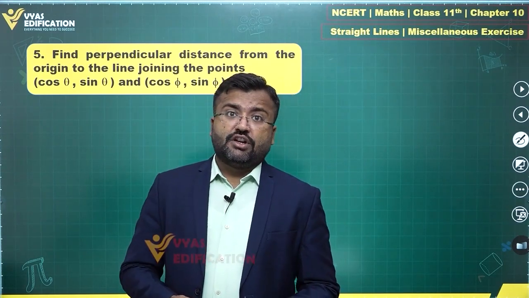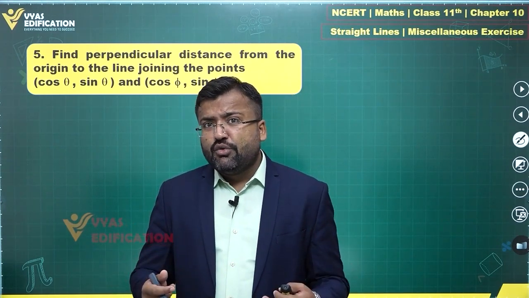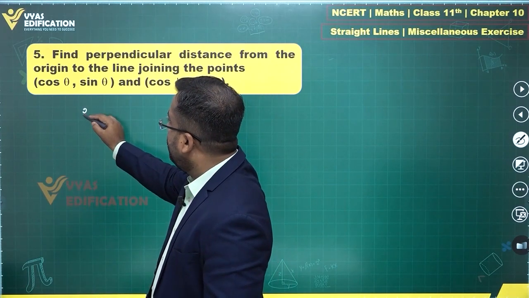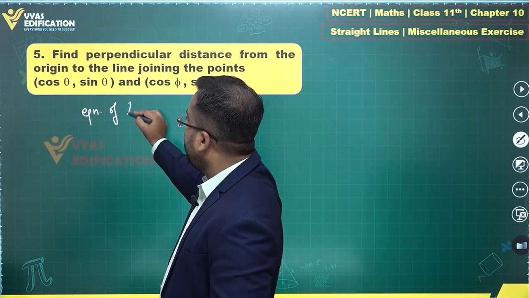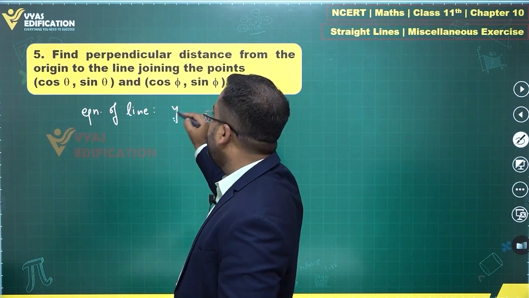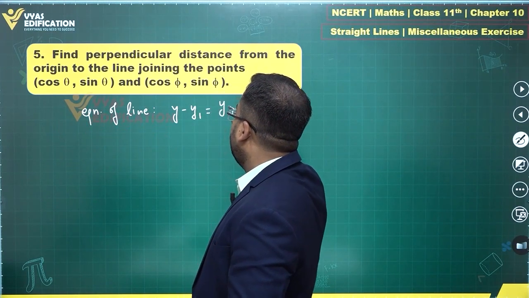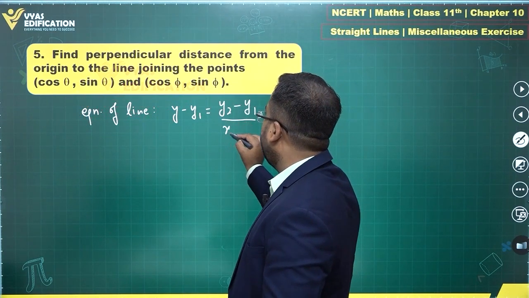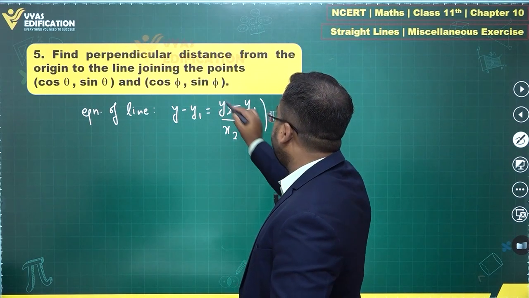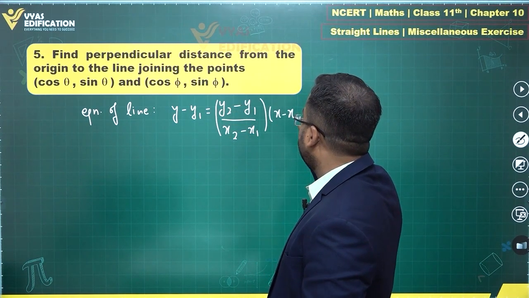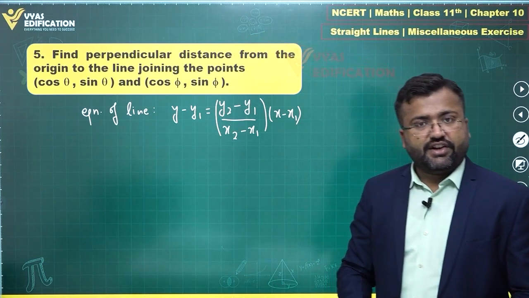For writing the equation of the line, we are given 2 points, so let's use the 2-point form. What does the 2-point form look like? The equation of a line in 2-point form will be y minus y1 is equal to (y2 minus y1) upon (x2 minus x1) times (x minus x1). This is the form which we are interested in.